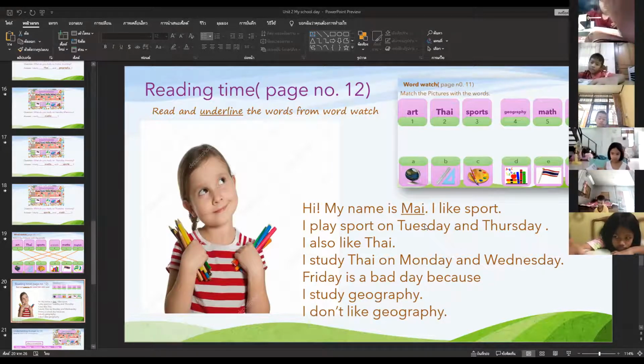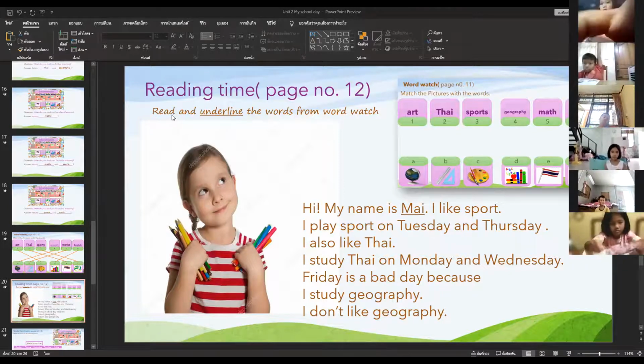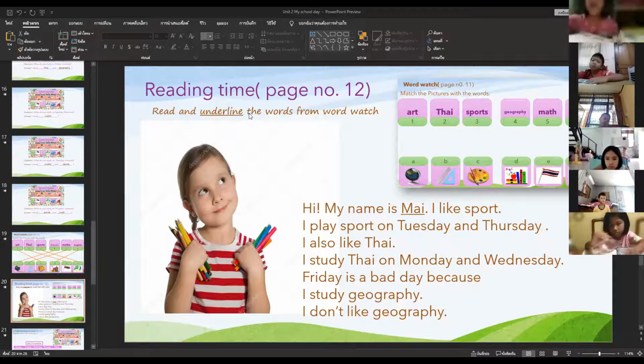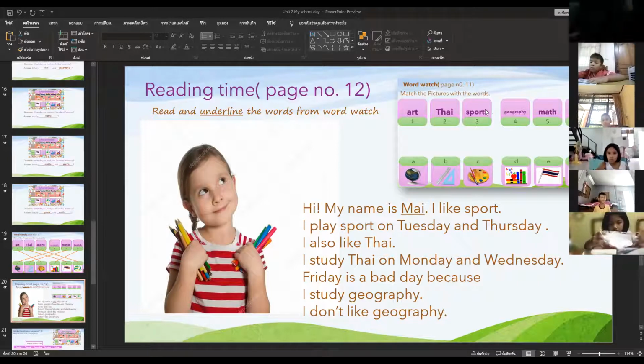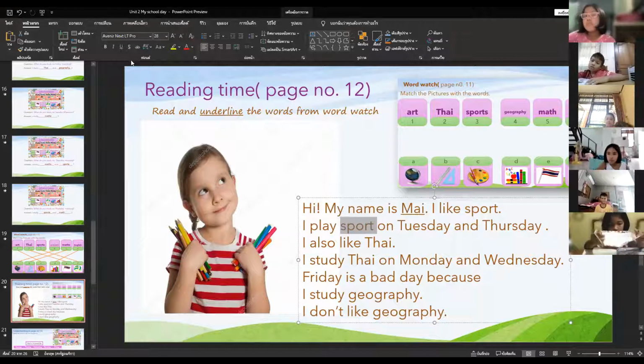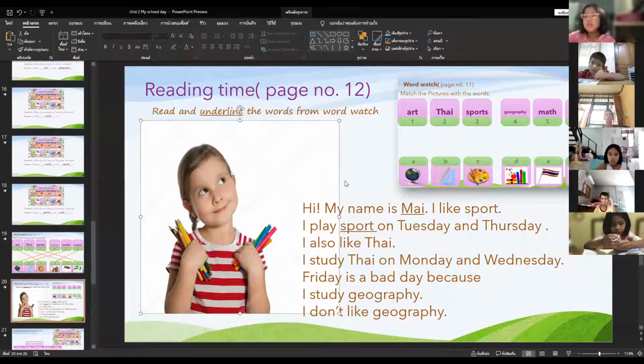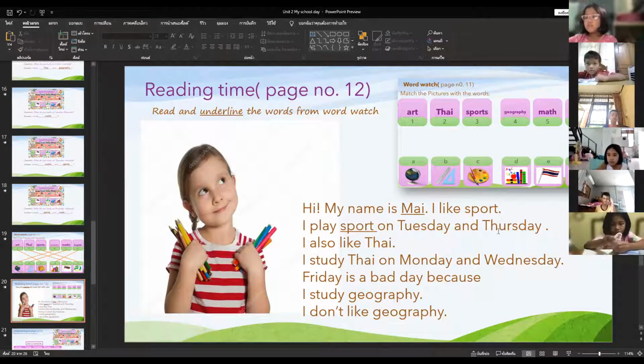Okay, everybody, look at your book. Direction: read and underline the words from word watch. So these are the words from word watch. You're going to underline, for example, the word sport. Do we have sports here? Okay, we have the word sports. Now you're going to underline the word sports. We have art, Thai, sports, geography, math, and English.